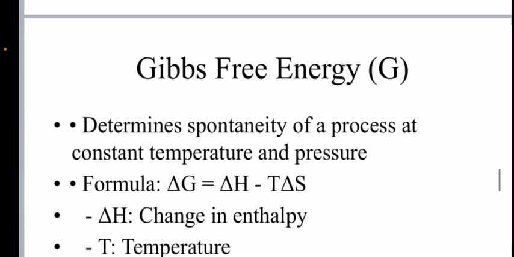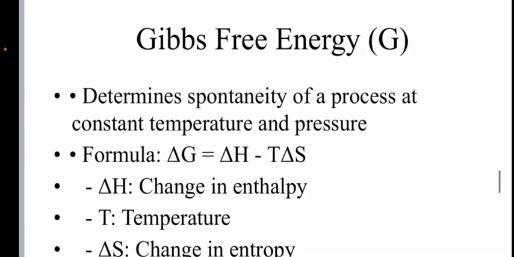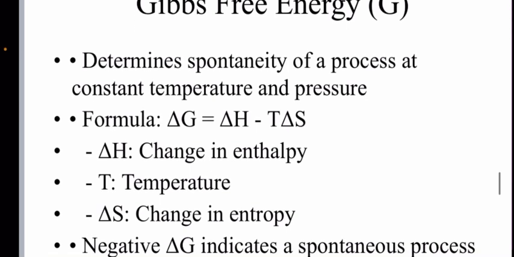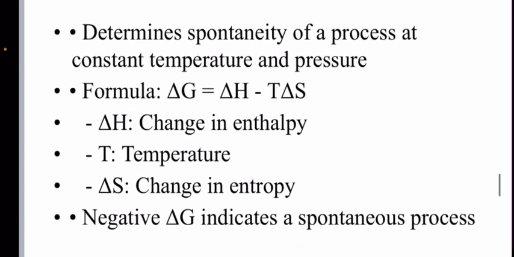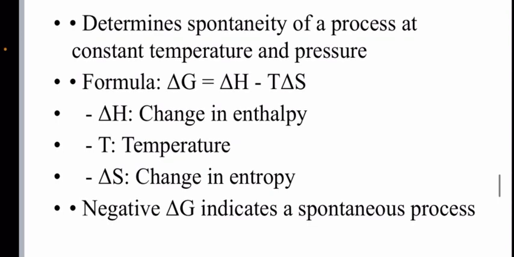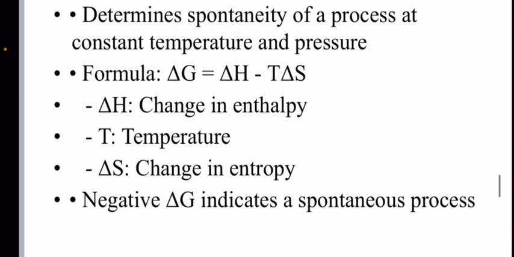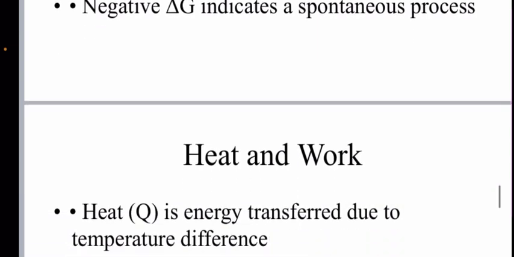8. Gibbs free energy, G. A thermodynamic potential that determines the spontaneity of a process at constant temperature and pressure. The change in Gibbs free energy, delta G, tells if a process is spontaneous: delta G = delta H - T delta S, where delta H is the change in enthalpy, T is the temperature, and delta S is the change in entropy.